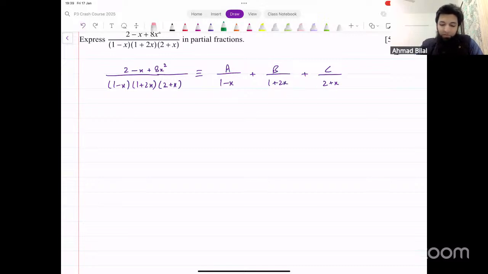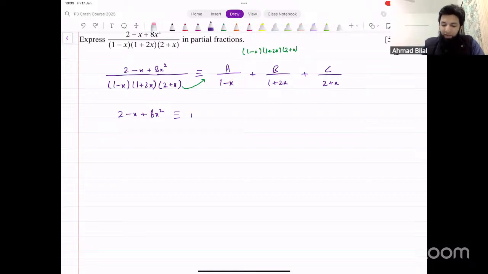How does the process work again? We start by multiplying this denominator on the right side. What's the denominator? (1 minus x) into (1 plus 2x) into (2 plus x). Multiply that with the first fraction. What do we get when we do that? 2 minus x plus 8x squared. That is identical to... 1 minus x and 1 minus x, they get cancelled. What are we left with?